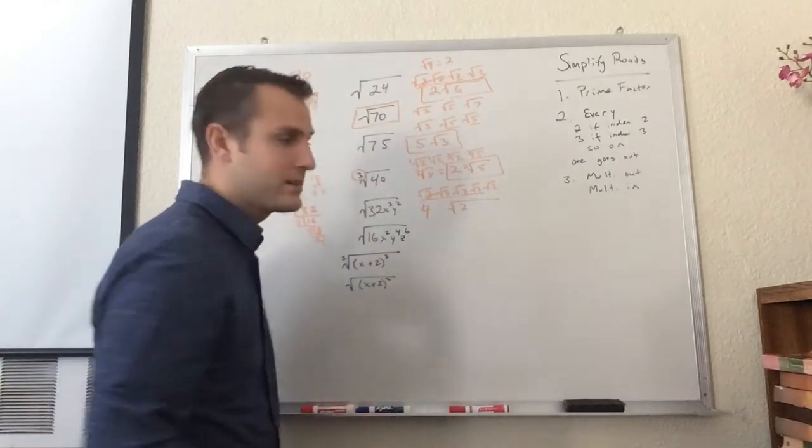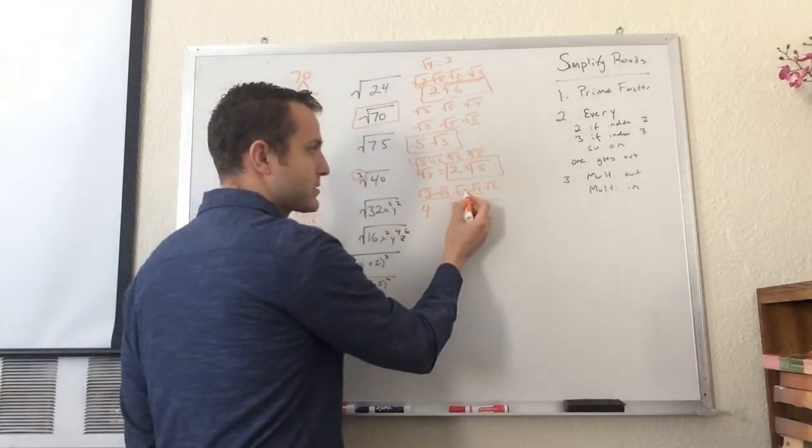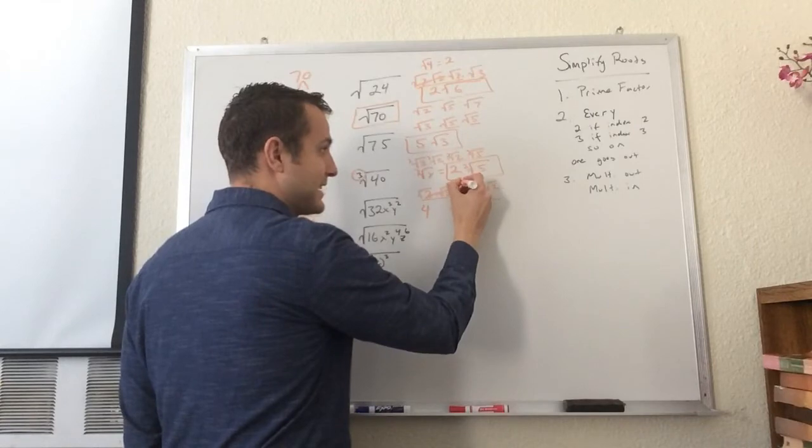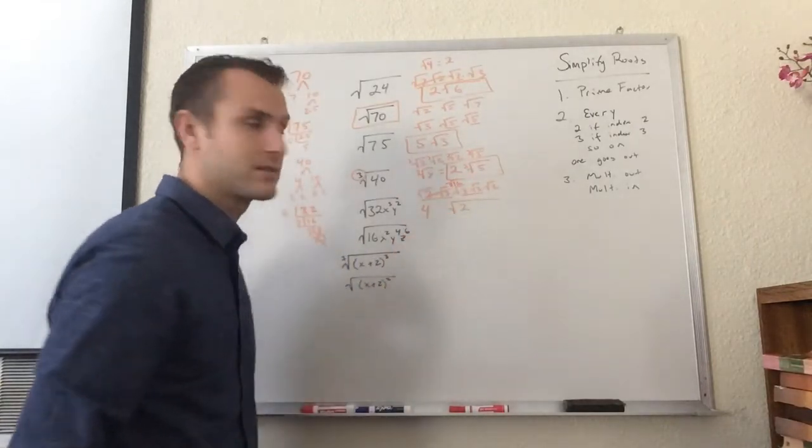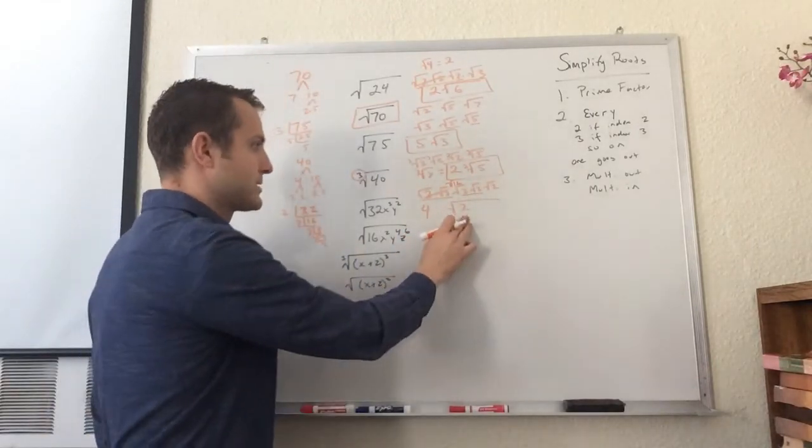You can also think about it this way: the square root of 2 times the square root of 2 times the square root of 2 times the square root of 2 is the square root of 16. And guess what? The square root of 16 is 4. And then I'm just left with 1, 2 inside.